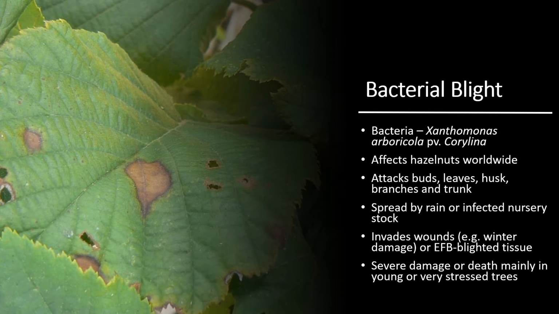It's spread by rain or infected nursery stock, and it can invade through wounds or natural openings or through tissue that has been damaged by Eastern Filbert blight. It is not quite as severe as EFB in terms of causing mortality, but it can kill trees, mainly very young ones or very stressed trees.